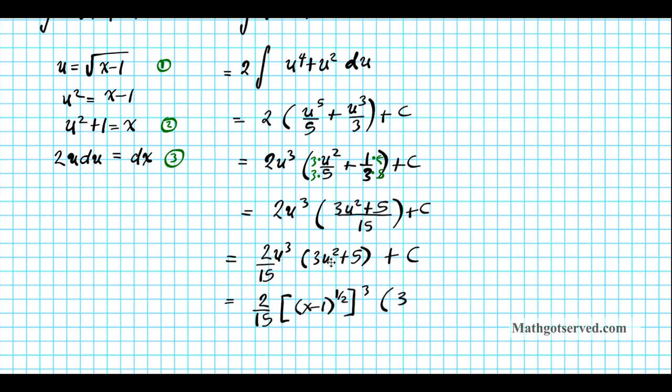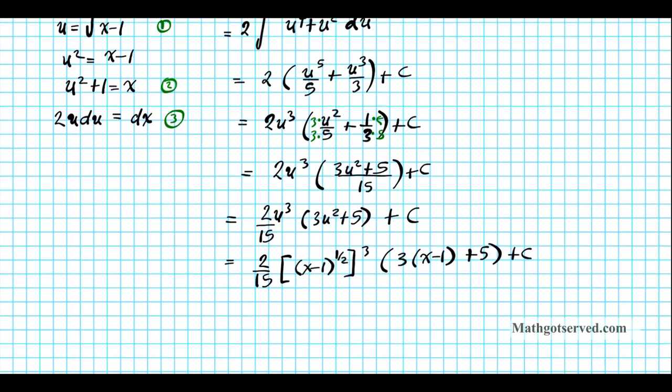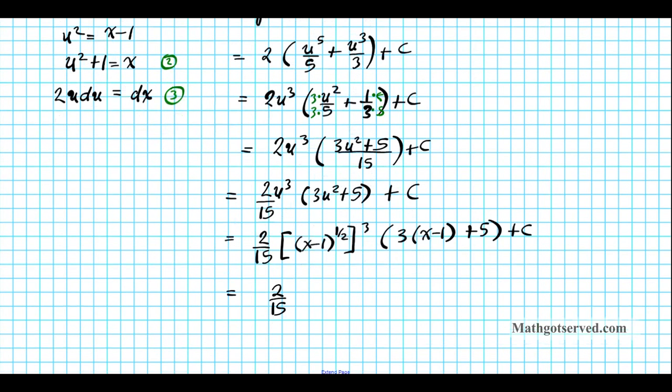Times 3. Remember what u squared is? u squared is x minus 1, right? Or the square of the square root of x minus 1. So the square and square root cancel out. So u squared is simply x minus 1, plus 5, plus c. All right? Let's simplify this. One more step using elementary algebra here. So 2 over 15.